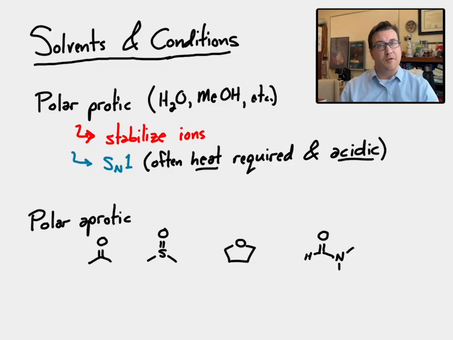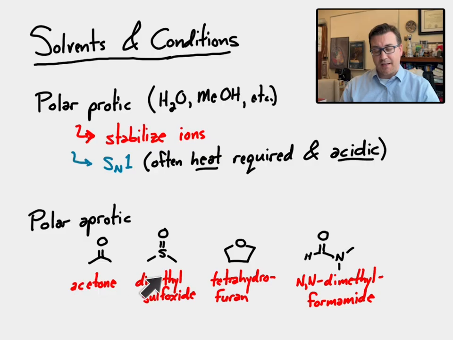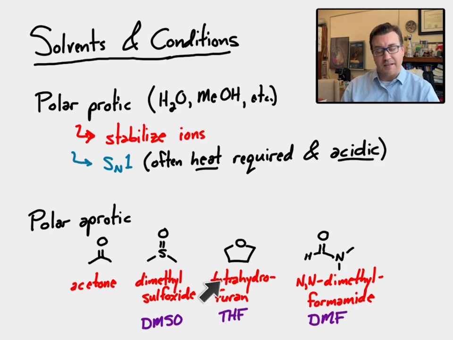The other types of solvents that we'll encounter in this book are called polar aprotic solvents. In this case, we have acetone, dimethyl sulfoxide, THF, and N,N-dimethylformamide. I will point out that most of these solvents have abbreviations. Acetone we've talked about before, but dimethyl sulfoxide we just call DMSO. Tetrahydrofuran, instead of writing that or having to say that, we'll just say THF. And N,N-dimethylformamide is abbreviated as DMF. So these are all polar aprotic solvents.